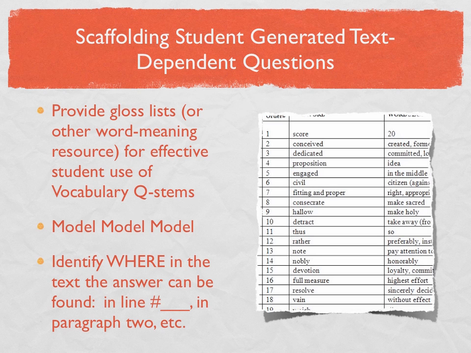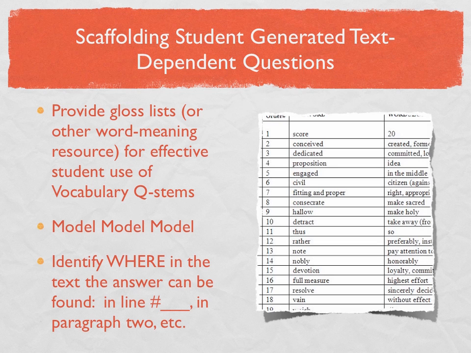The most important scaffold for complex text is a gloss list or other vocabulary resource. We use gloss lists specifically created for the text. A gloss provides a one-word meaning of the target word in the same part of speech, and only the meaning of the word as it is used in the text.